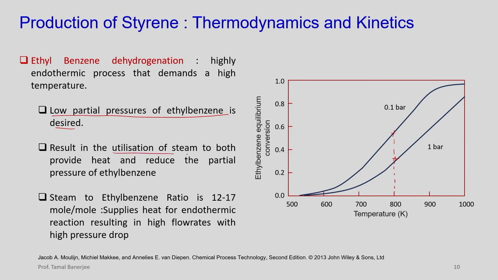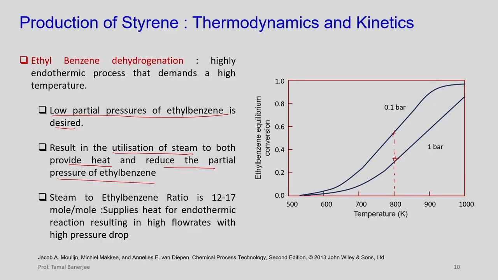They will add steam. Utilization of steam thus will provide heat and also reduce the partial pressure. You have studied this, because the total pressure is the partial pressure of ethyl benzene plus the partial pressure of the steam. Earlier, if you do not add steam, it will be very high. If you add steam, the partial pressure of ethyl benzene reduces. If it reduces, you see the conversion increases. That is why steam is used. We will also see that nowadays people also use carbon dioxide or oxygen. We will see what that is, as some improvement and modification has been done.